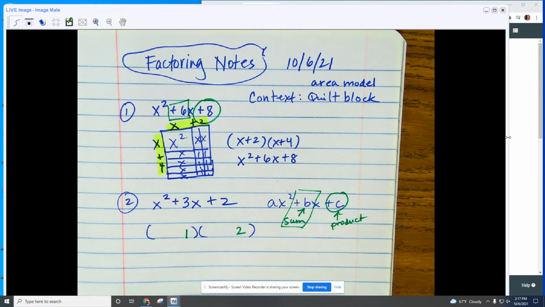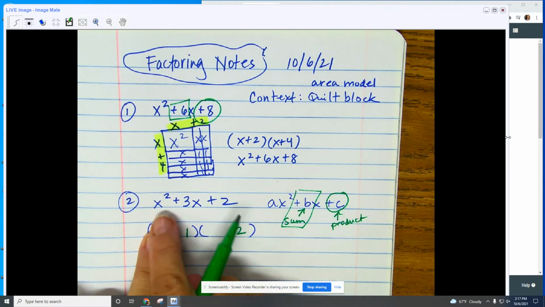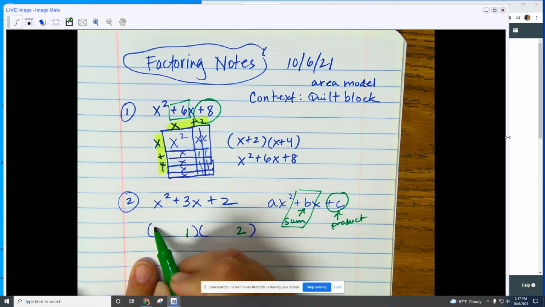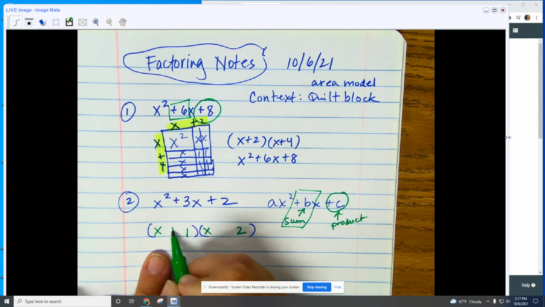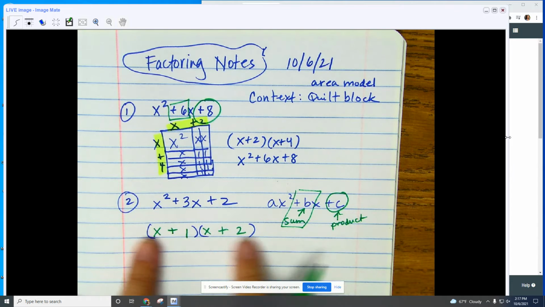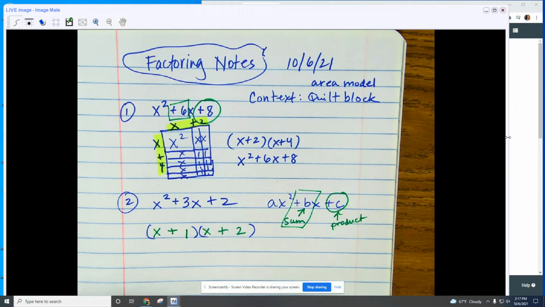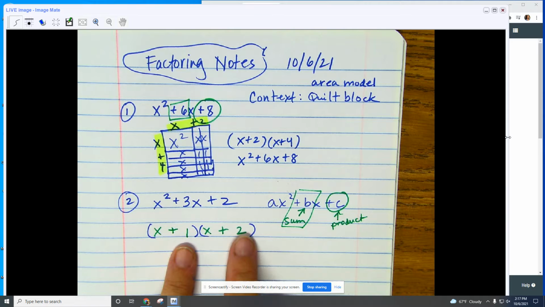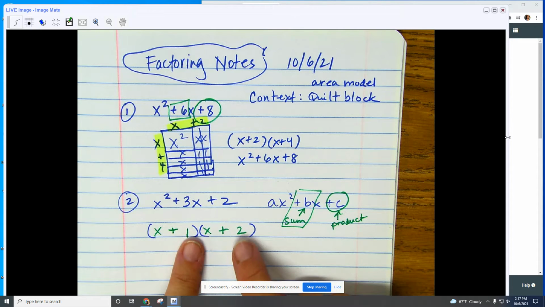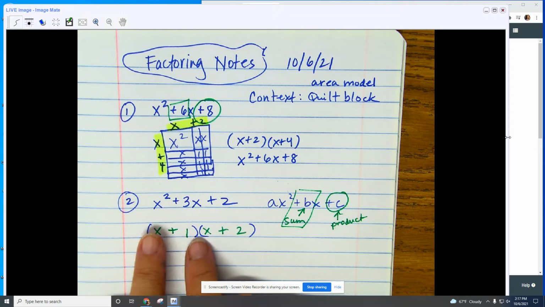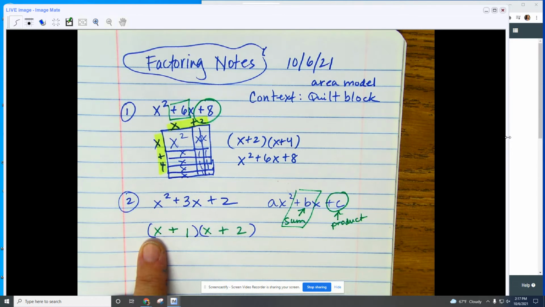1 times 2. What's going to go in the front? What times what equals x squared? Now what signs go in the middle? Now let's double check that I got the correct factors. Now, how did she get that again? She asked herself, what times what equaled 2 for the back? What times what equaled x squared for the front? Did that sum up to this? Let's check it out.